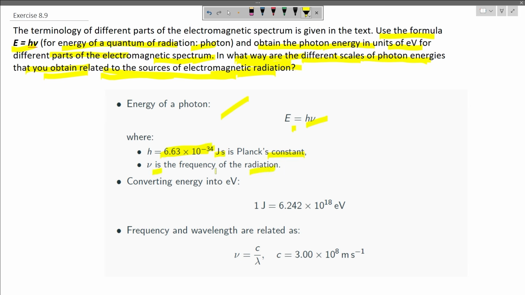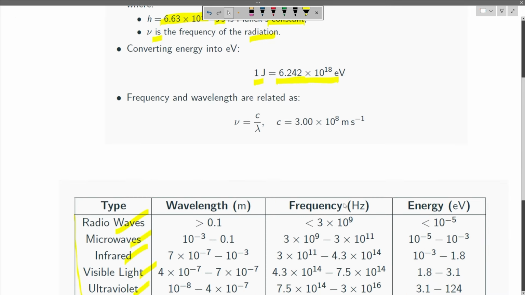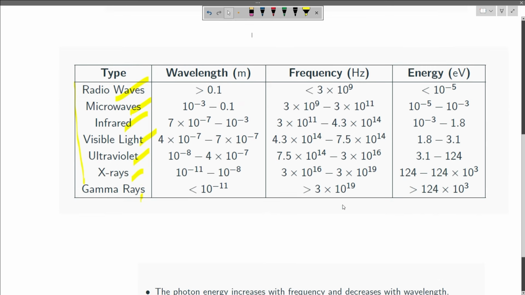Now if we relate joule with electron volt, then 1 joule would be equal to 6.242 × 10^18 electron volt. Frequency and wavelength are related using the formula c = ν λ, or we can say frequency equals c by λ, where c is the speed of the electromagnetic wave and λ is the wavelength. Now this is the table which represents the electromagnetic spectrum with their wavelength and the energy level.